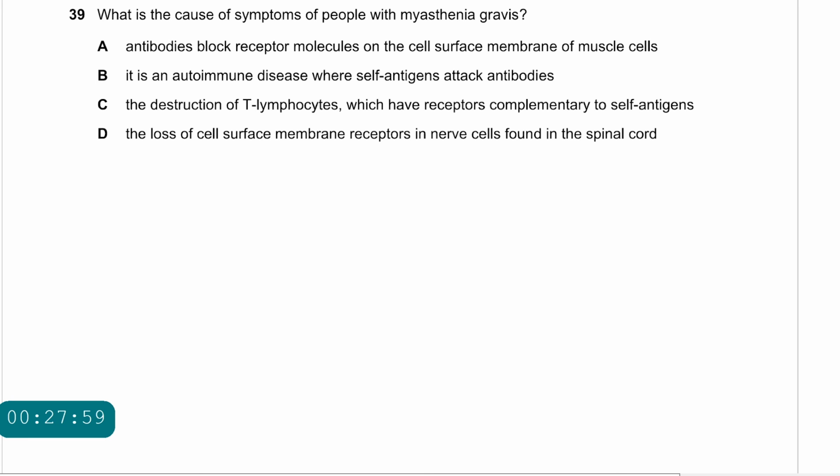39. What is the cause of symptoms of people with myasthenia gravis? Basically, this is an autoimmune disease where antibodies are produced against the neuromuscular junction and not allowing neurotransmitters to pass through, causing the impaired muscle movement. Okay, so the only correct answer for this is definitely going to be A. Antibodies block receptor molecules on the cell surface membrane of muscle cells, impairing its movement. However, for the syllabus for 2022, myasthenia gravis has been removed from the syllabus, so you don't need to know this at all. We just said it just in case.